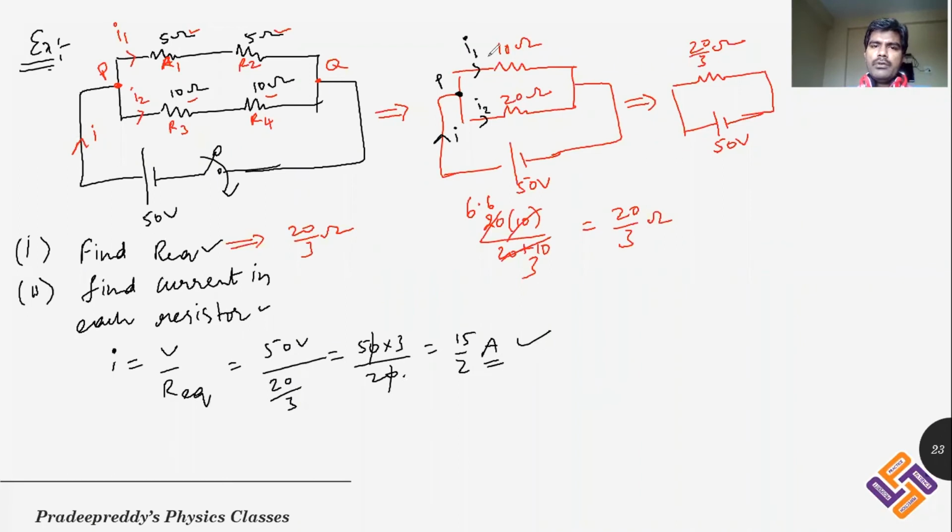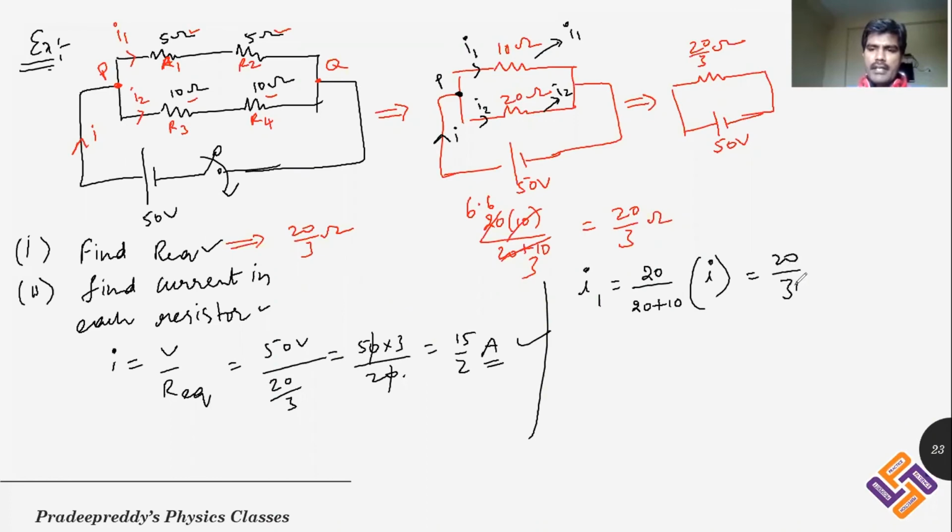Now I want to find I1 and I2. These two branches are connected in parallel. So I can find I1 here, and this is I2. We have direct formulas for that. As these are connected in parallel, I1 is equal to 20 divided by 20 plus 10 into the net current I. This is 20 divided by 30 into I, which is 15 by 2. This is equal to 10 ampere.